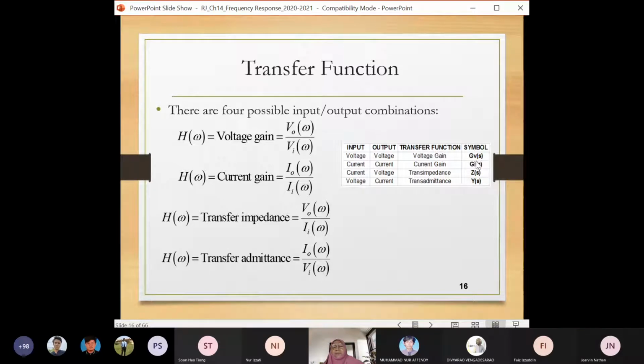GV means voltage gain. GI means current gain. But for transfer impedance, we call it ZS, and transfer admittance is YS. Because you represent admittance as Y, you represent impedance as Z. Admittance is how much you allow a quantity to pass through. Impedance is how much opposition or resistance there is, and you call it Z. All right, so these are the four values.